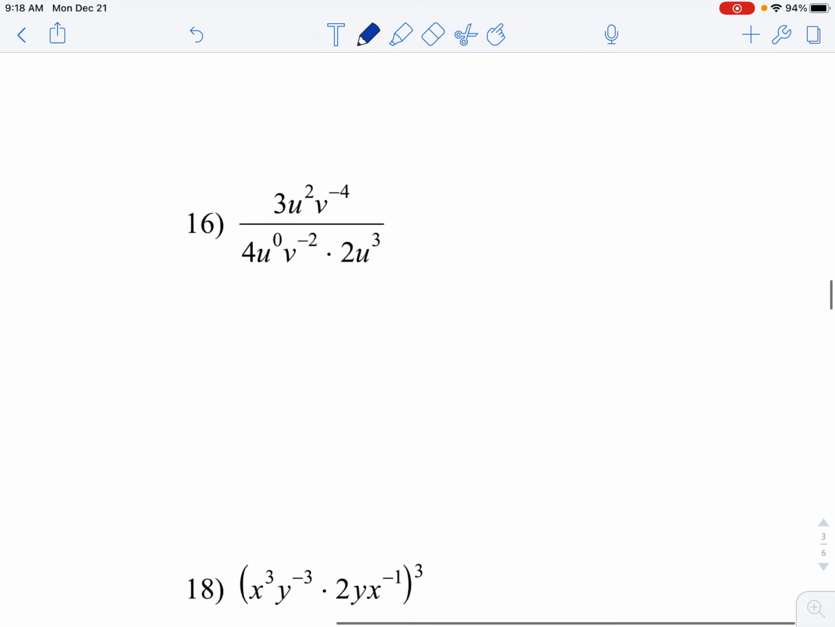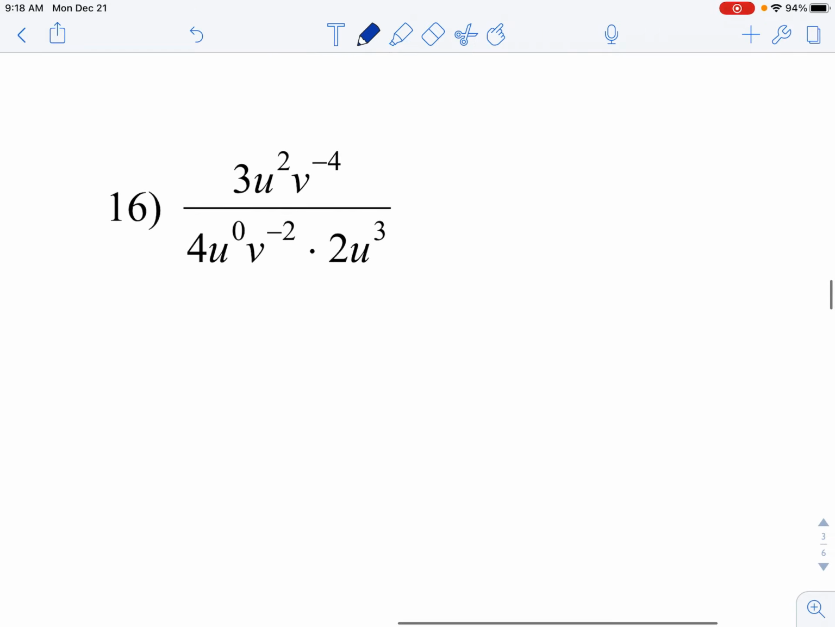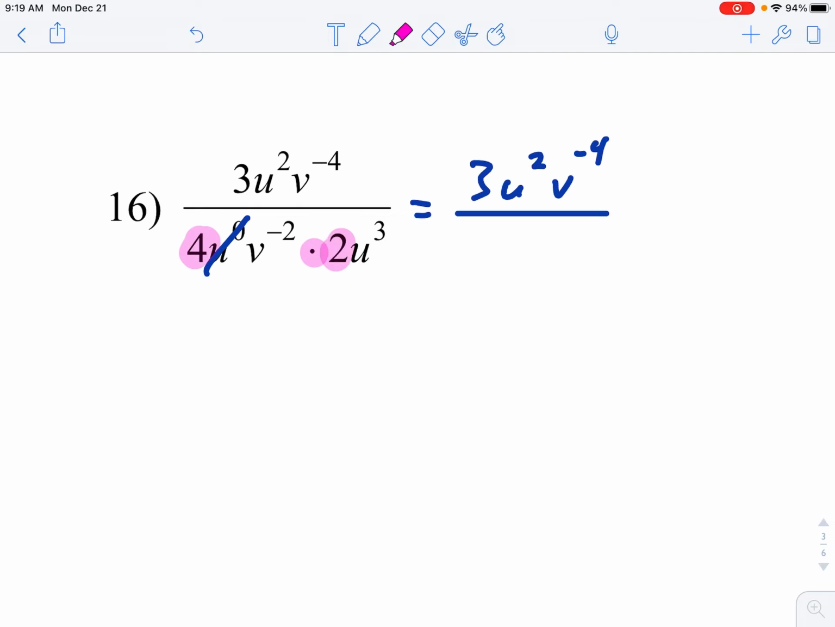Okay, number 16. So we've got a lot going on here. First of all, before I do anything, that's going to go away, right? Anything to the 0 power is just 1, so that turns into 4 times 1. Next, can I simplify anything? The top really cannot be simplified, but the bottom, it would be okay to go ahead and multiply 4 times 2. So I have 4 times 2 is 8, v to the negative 2, u to the 3. Forgot the negative.